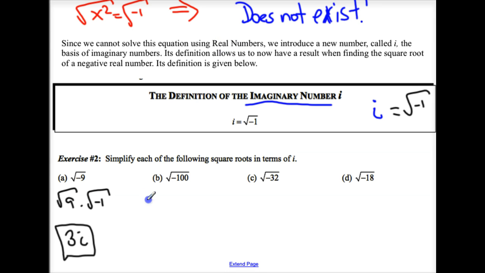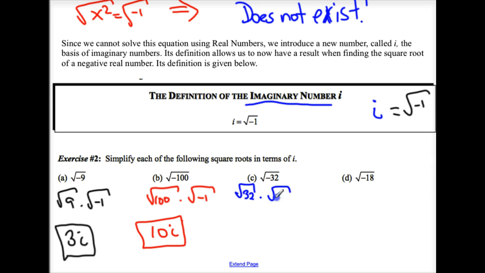Let's look at this. B can be broken down as the square root of 100 times the square root of negative 1. Square root of 100 is 10, square root of negative 1 is i. That's it. Now what about negative 32? I know this can be broken down as the square root of 32 times the square root of negative 1. Now 32 can also be broken down as the square root of 16 times the square root of 2. And I'm bringing my square root of negative 1 down.